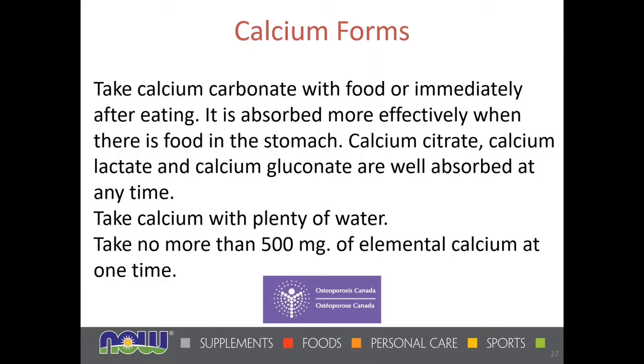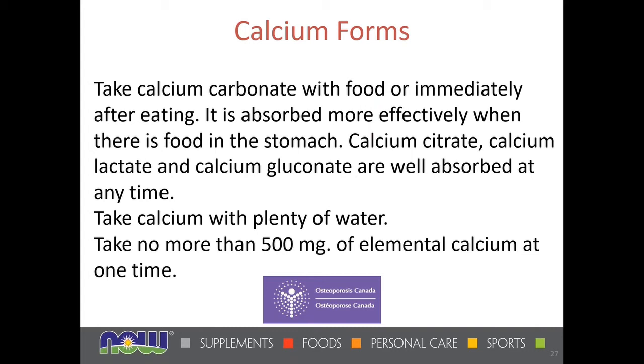Now, calcium carbonate should be taken with food or immediately after eating. It's absorbed more effectively if there's food in the stomach. But the pre-acidified forms, as mentioned earlier, are well absorbed at any time. Make sure there's plenty of water, and the most you could absorb at one time is about 500 milligrams of elemental calcium. So when you're looking at a product label, how do you know what elemental calcium is?